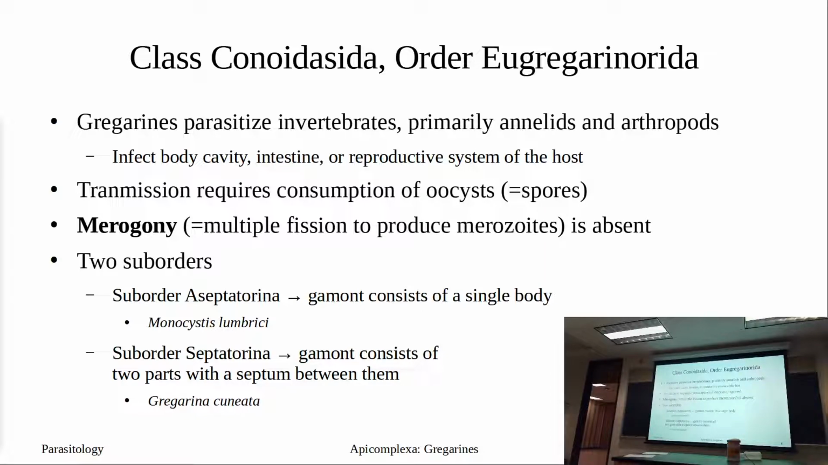All right. That's a general. We're going to talk about Monocystis lumbrici. Ready?